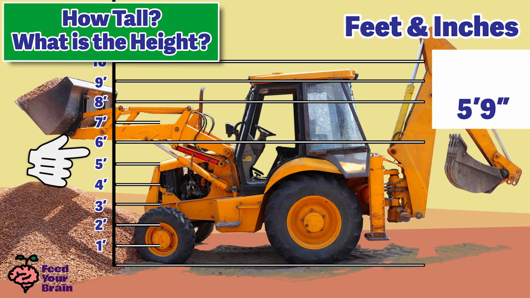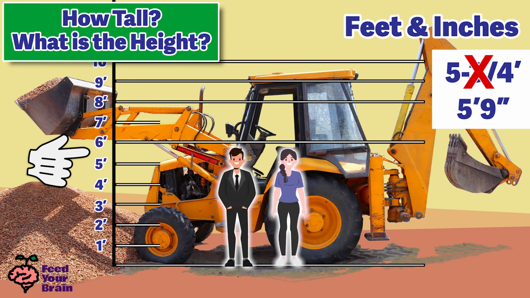The average height of a person is 5 feet, 9 inches tall. Which is 5 3/4 feet tall, but you wouldn't say this, you'd only say 5 feet, 9 inches tall. So an average height person would stand this tall to this backhoe loader. That means this is a very tall backhoe loader.